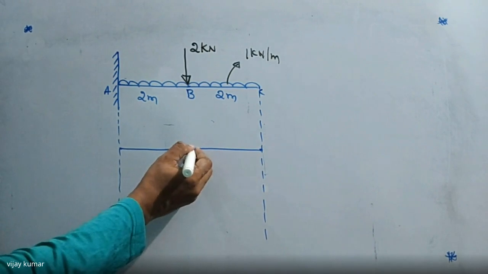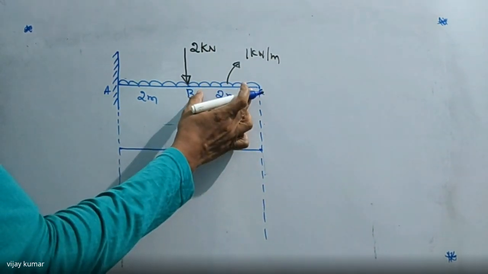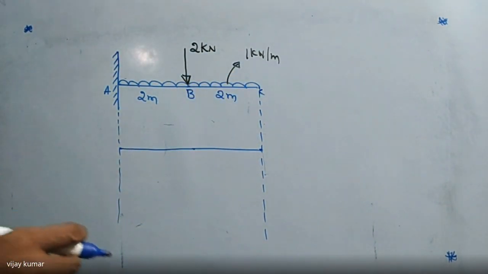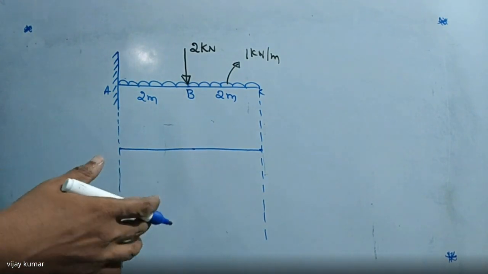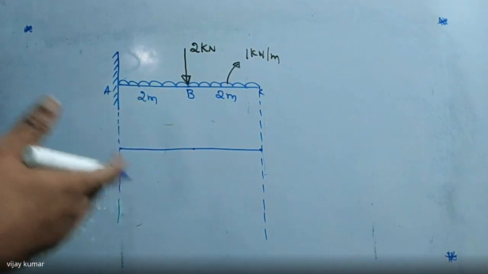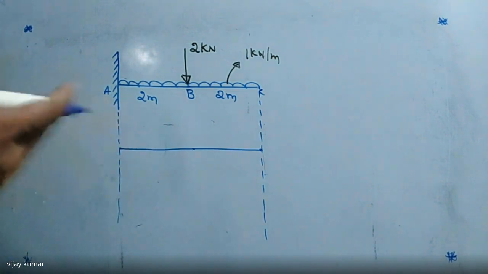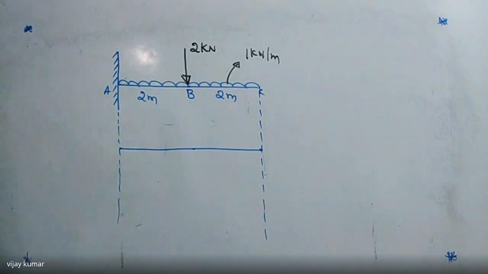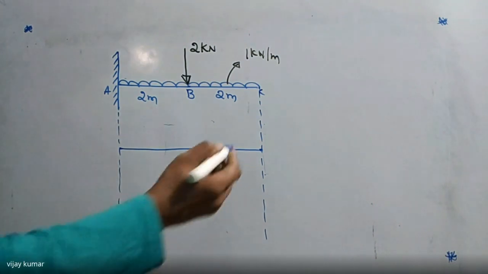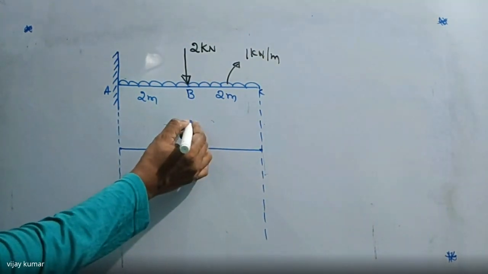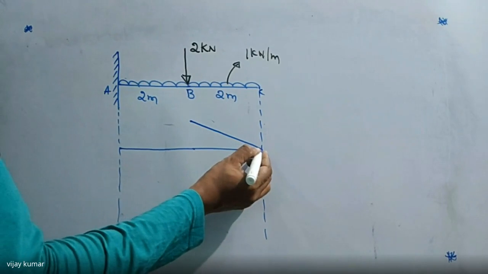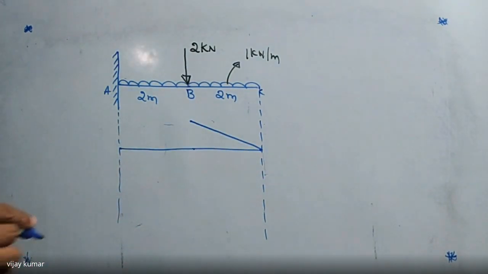From this point to this point, which load is acting on the beam? That is the uniformly distributed load, the UDL. For a uniformly distributed load, what is the shear force diagram? That is a triangle. So here it is 0, and up to this point it is uniformly distributed load.